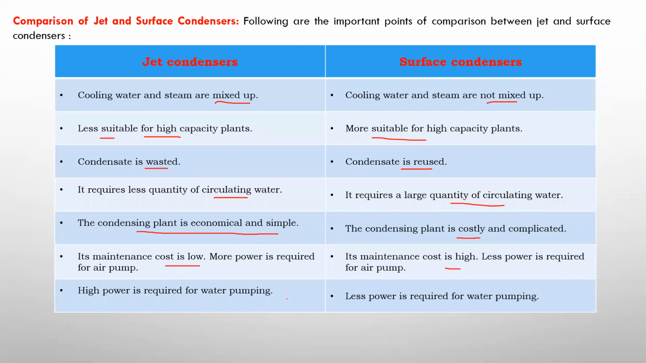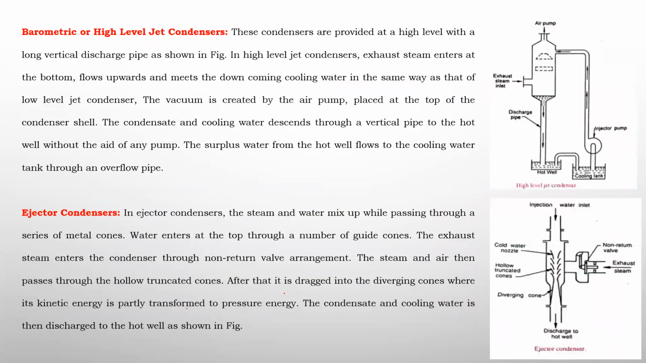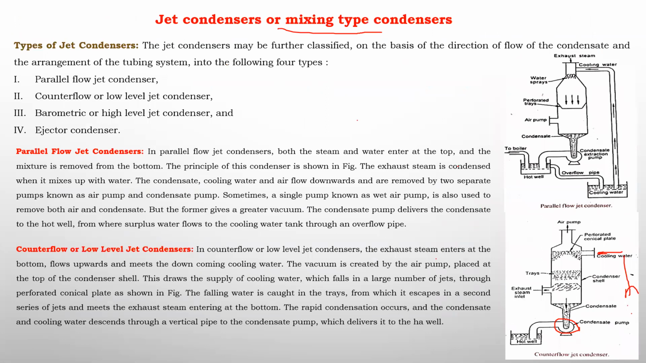In this case, maintenance cost is very high. Here high power is required for water pumping. Here less power is required. Why high power, why less power? If you observe, in this case both cooling water as well as the steam get mixed with each other, and the condensate will be collected here, right? Here in this case, both condensate and water are there, which means the volume is more.